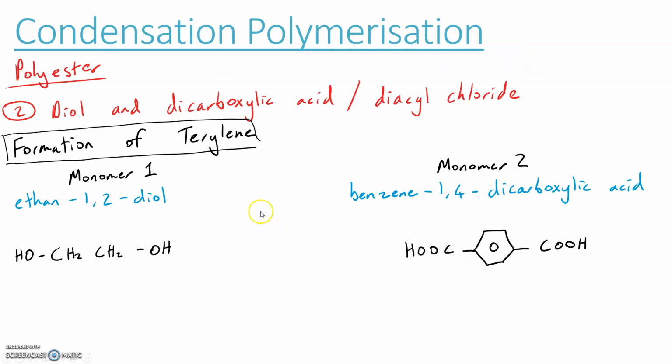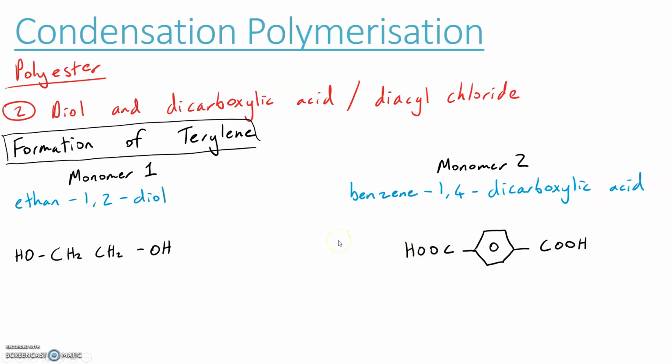Okay, the other way of forming a polyester is by having two different monomers, one that is a diol, in other words like a double alcohol, and one that is a dicarboxylic acid or a diacyl chloride. So let's have a look here. Let's have a look at ethane-1,2-diol. It's like ethanol, but it's got a hydroxyl group at both ends of the molecule. And a monomer 2, which is a rather complicated molecule, but the main thing to note is that it has a carboxyl group at both ends of the molecule, and it has a benzene ring in the middle.